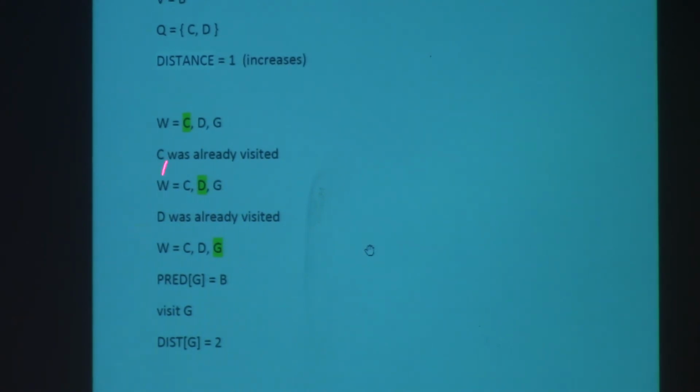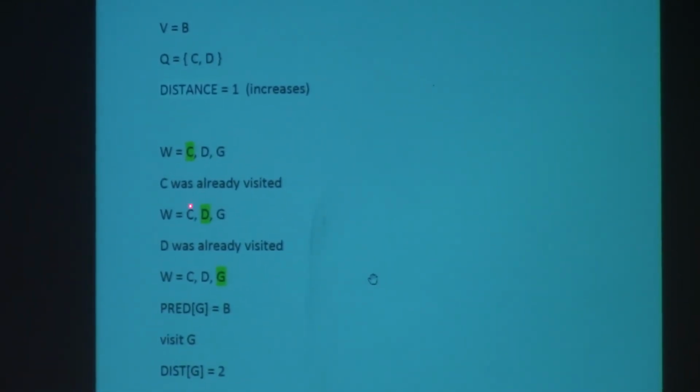So in the first iteration we try to do C, but C's already been visited, so we just short circuit that loop. We go directly to D. D was already visited, so now we go directly to G. So once C and D come up, we basically don't have to do anything with those guys. So W is going to be G. G has not been visited, so therefore we set the predecessor of G to B, which is the current vertex B. We visit that vertex, and then we set the distance of it equal to distance plus 1, which makes it 2. And now we put C, D, and G in 2.